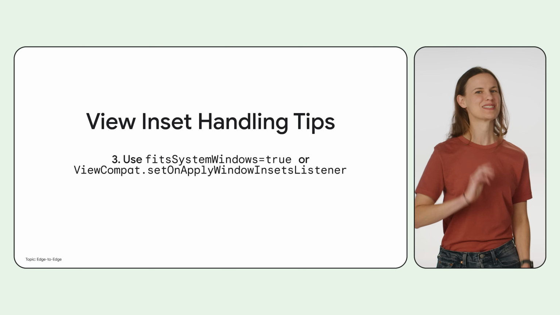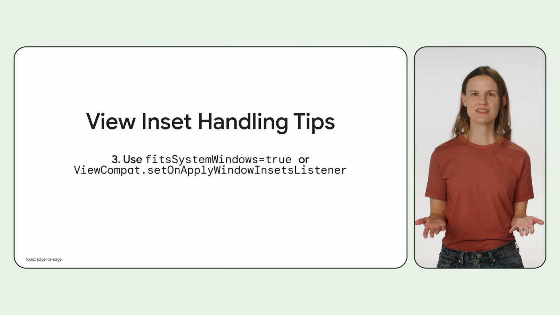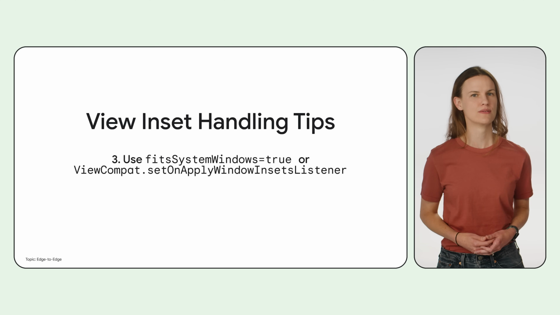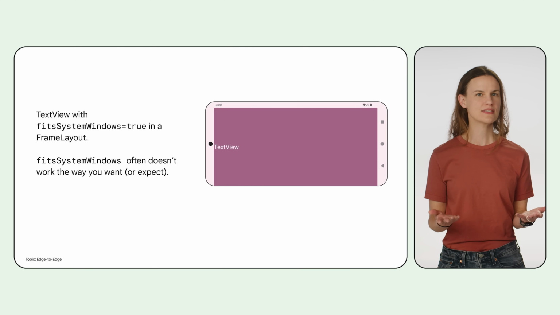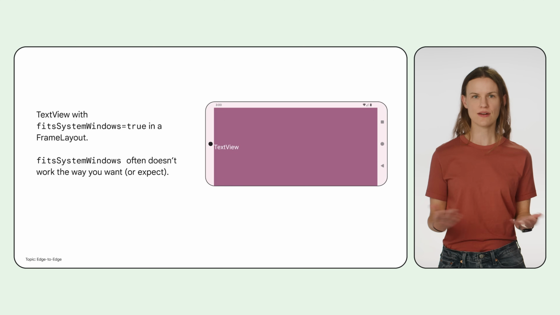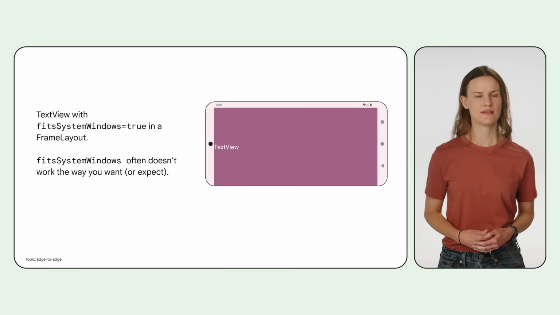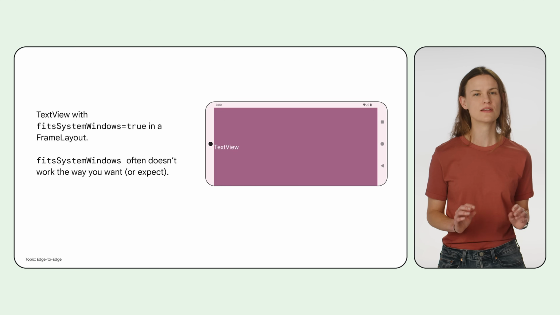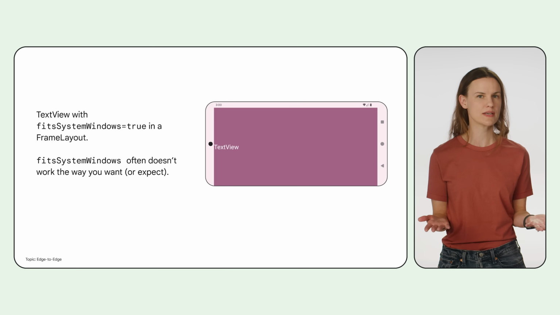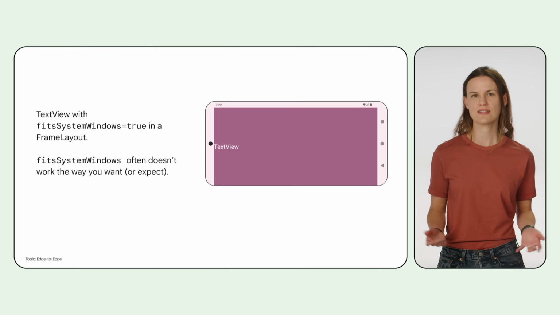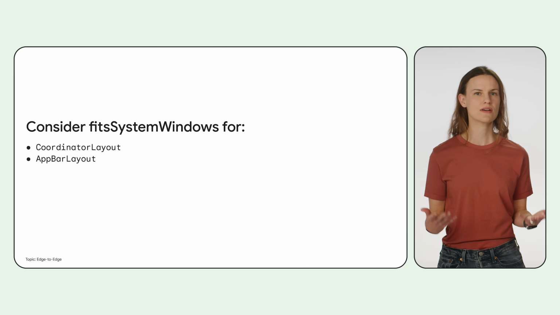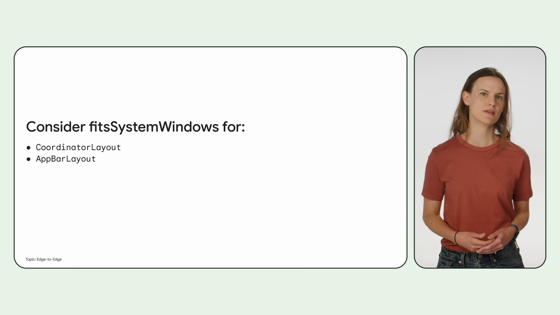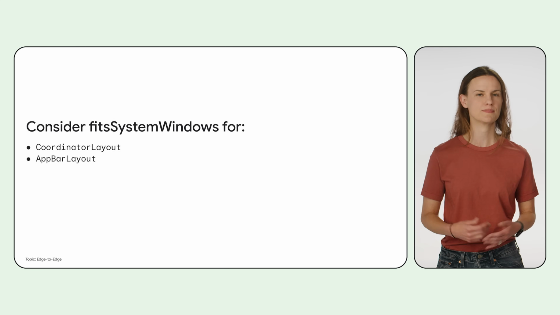Our next tip is specific to views. Use Fit System Windows or Set On Apply Window Insets Listener. Add Fit System Windows to the frame layout and our content avoids the system bars and display cutout. But it's not very flexible because you can't specify which edges to fit. Fit System Windows behavior is also overridden for some layouts to make going edge-to-edge easier.